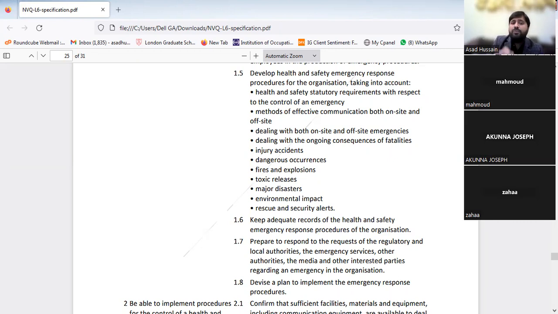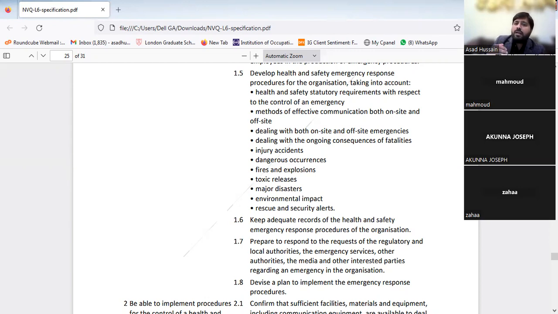What you have to explain here is the emergency response procedure you have in your organization, but considering these points: health and safety statutory requirements with respect to the control of an emergency, that is, what type of statutory requirements are there in your organization to cope with an emergency; and methods of effective communication both on-site and off-site.